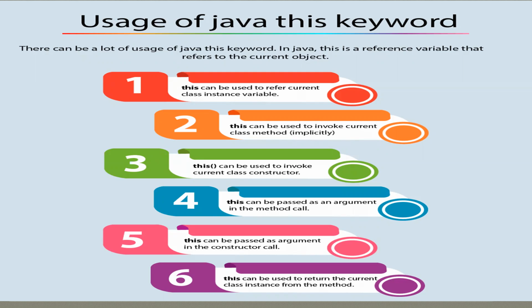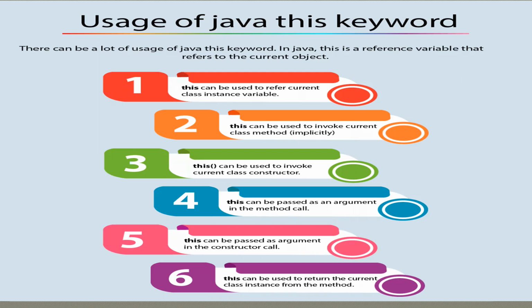Let us see the usage of this keyword in Java. There can be a lot of usage. In Java, this is a reference variable that refers to the current object. At present, we are working on an object, and whenever we use this keyword, it will refer to the current object. This can be used to refer to current class instance variables.